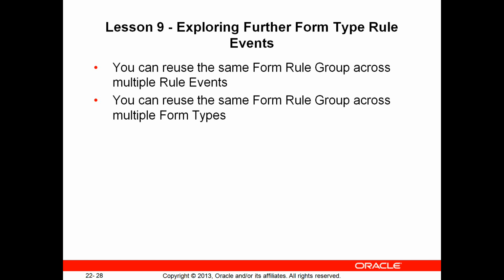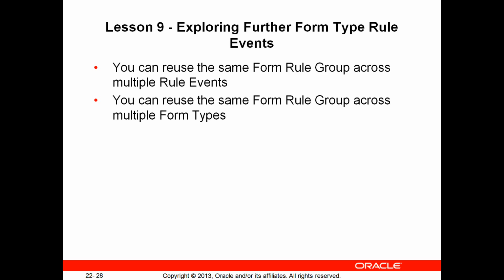So what have we seen in this lesson? Well, we've seen quite a few new form rules plugged in at different rule events. One of the important things to point out is that you can use the same form rule group across multiple rule events. You don't have to use different ones just because you're reversing or adjusting. You can use the same form rule group to cancel the adjustments, for example.